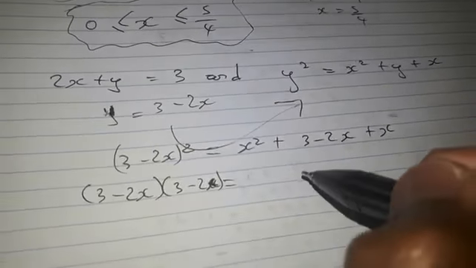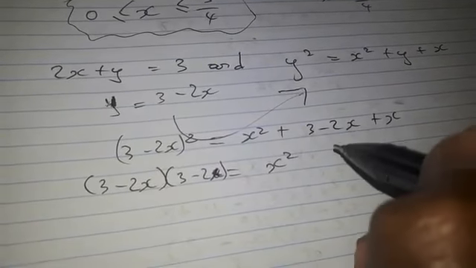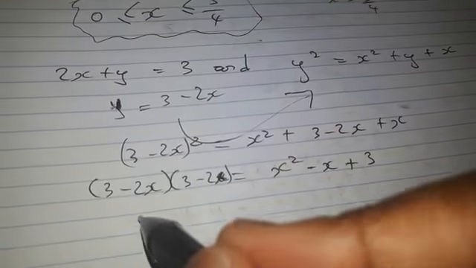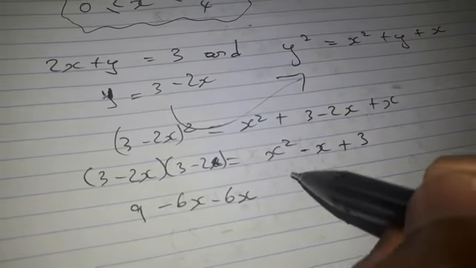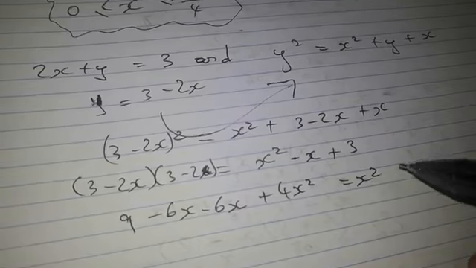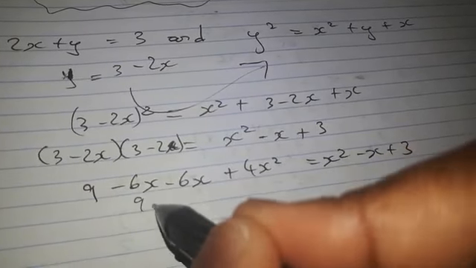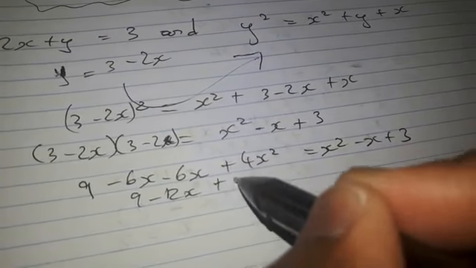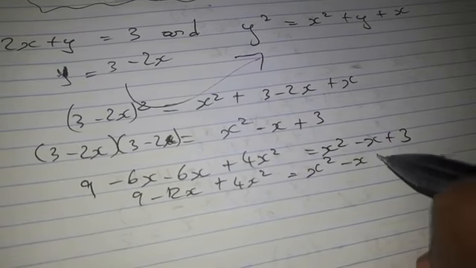And then here, if you simplify, you're going to have x squared, minus 2 plus 1, that's minus x plus 3. And then here 3 times 3, that's 9, minus 6x minus 6x, and then plus 4x squared. Here, it's easy to just simplify: 9 minus 12x, yep, 12, plus 4x squared equal to x squared minus x plus 3.